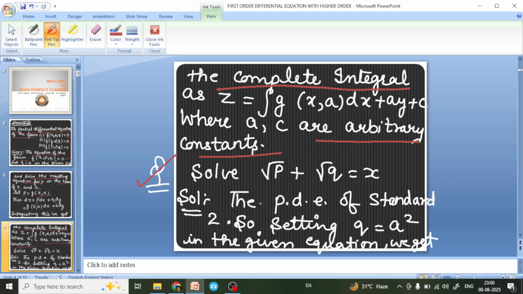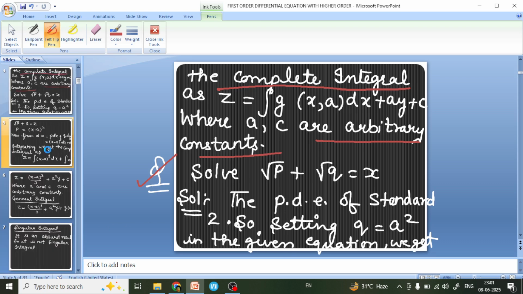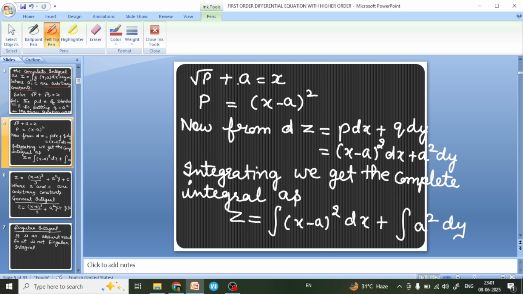Now I am taking one example. We are given the statement square root p plus square root q equals x, a partial differential equation of standard 2. First of all, set q equal to a square, because we have square roots, and to solve the square root we take a square in the given equation, and we get square root p plus a equals x.